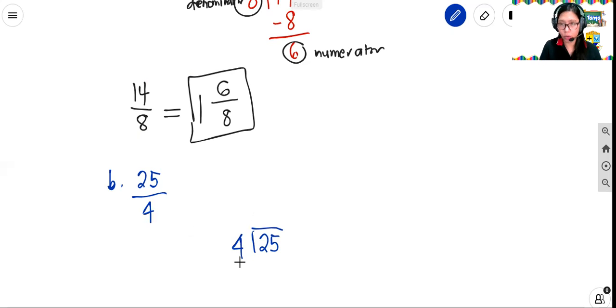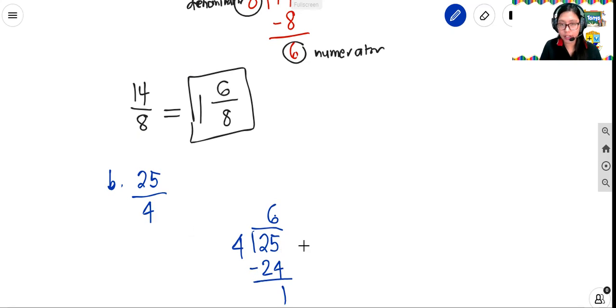Now, how many 4s are there in 25? So we do skip counting. 4, 8, 12, 16, 20, 24, 28. So we'll go with 24 and that is 6. So I will put 6 here on top of 5. So 6 times 4 is 24. 25 minus 24 is 1.